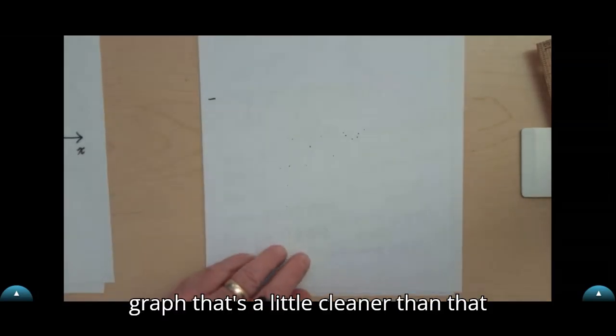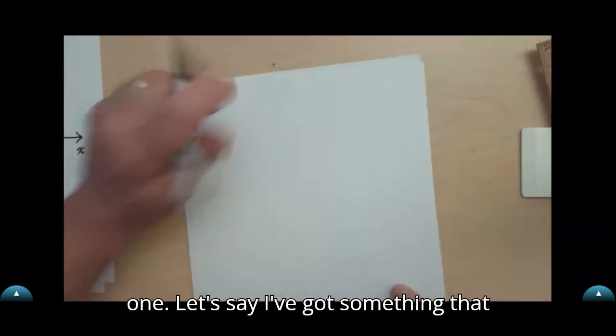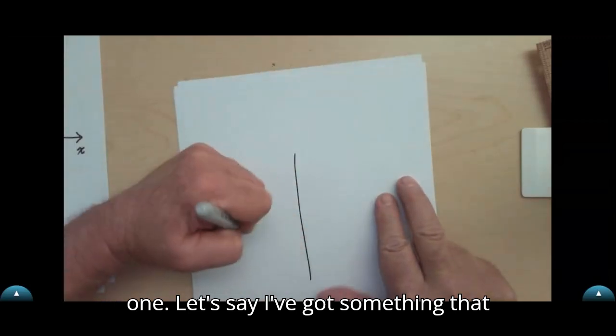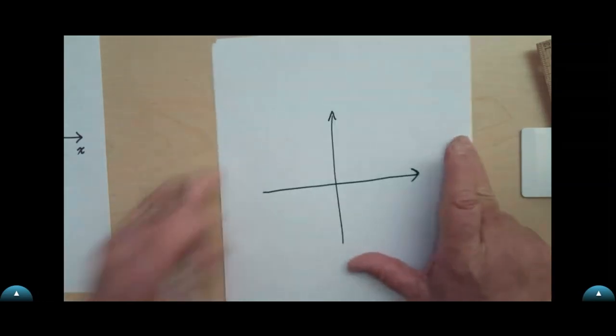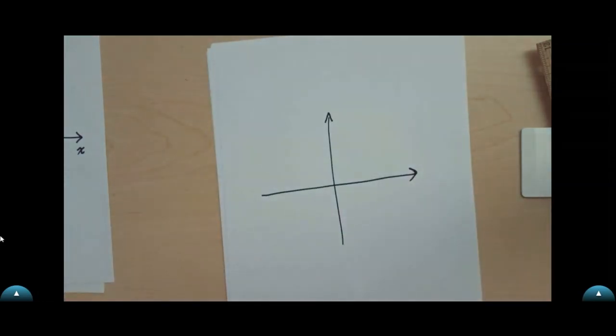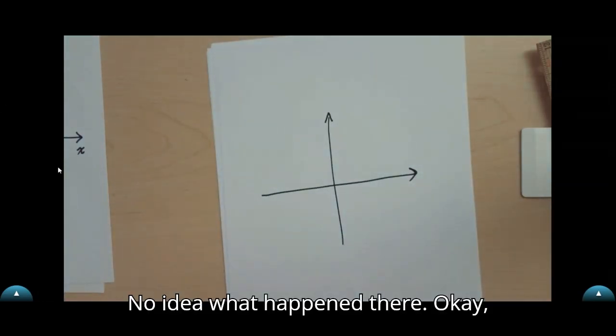Let me draw a graph that's a little cleaner than that one. Let's say I've got something that looks like this. You gotta pop up. No idea what happened there.